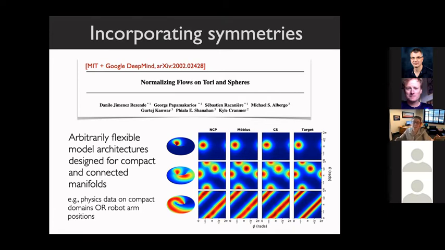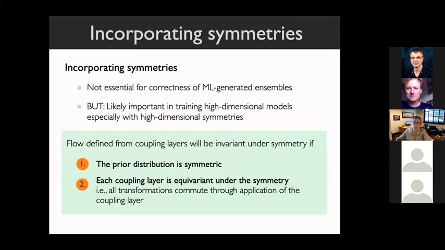And then once you have the basic structures, you still need to incorporate features, like the symmetries of the theory, like gauge symmetries. I want to just make a note that incorporating symmetries like this isn't actually essential for the correctness of your machine learned generated ensembles, because you can still guarantee exactness, correctness just by the accept-reject steps when you compose your samples into a chain, but it's actually critical for being able to train these very high dimensional models at all.